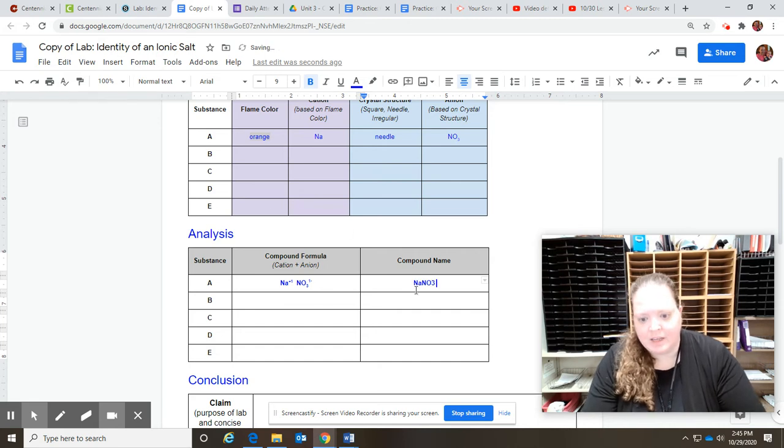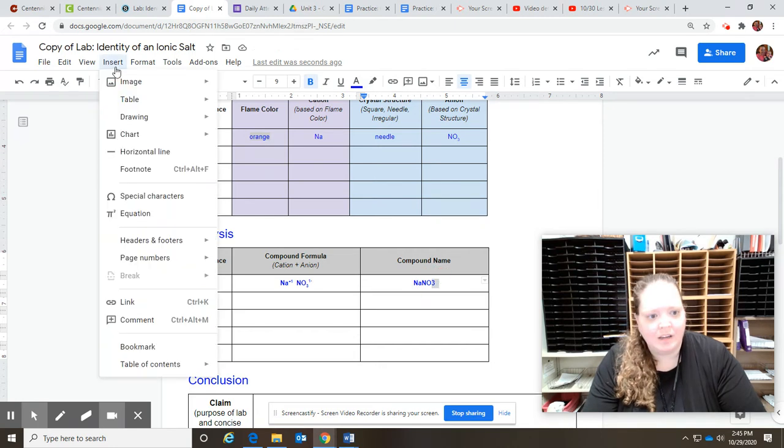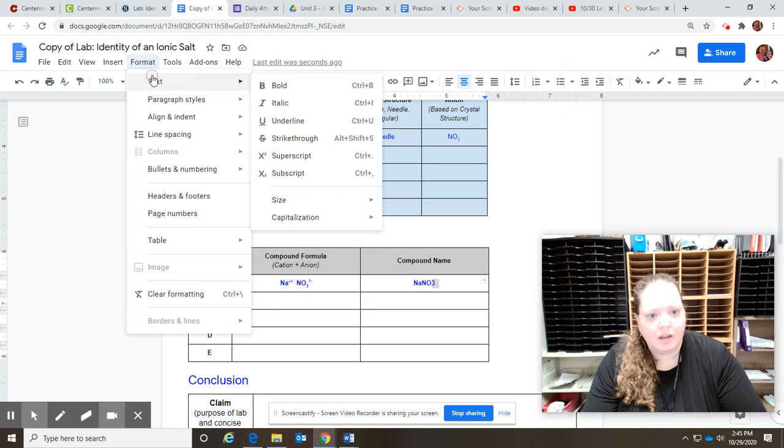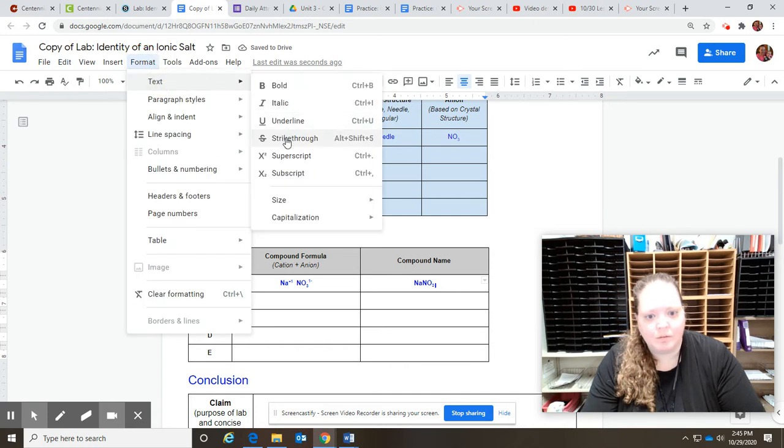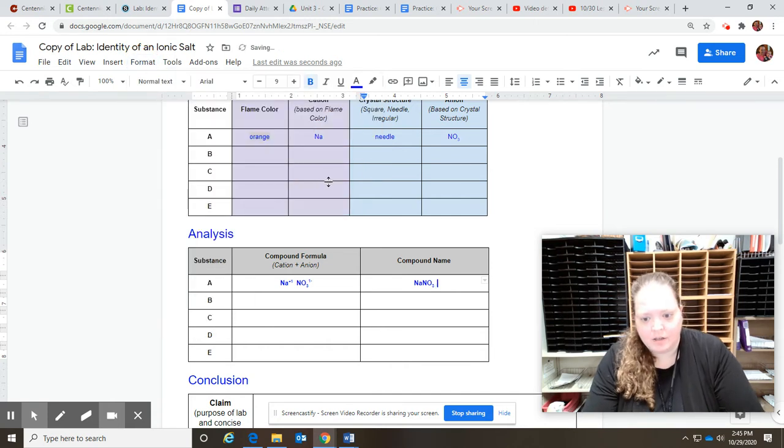That gives me a compound formula of NaNO3, and I'm going to subscript that. And then sodium nitrate would be my compound name. So that's how I would go ahead and fill out these tables. That's what I would do for these.